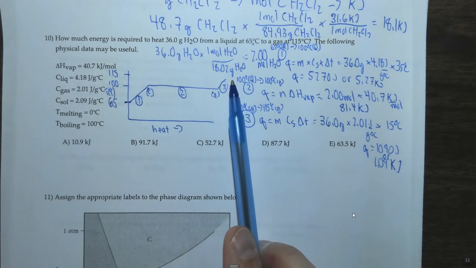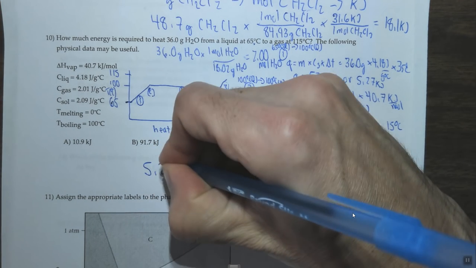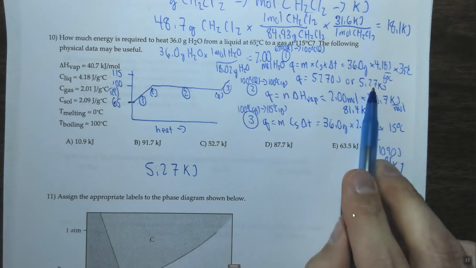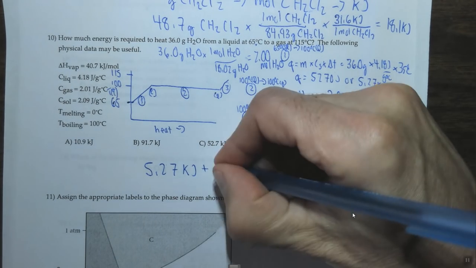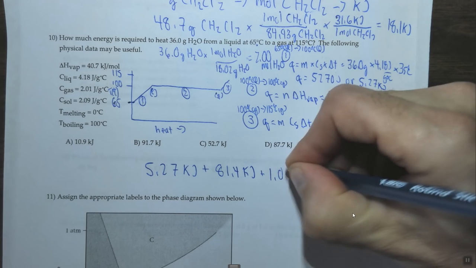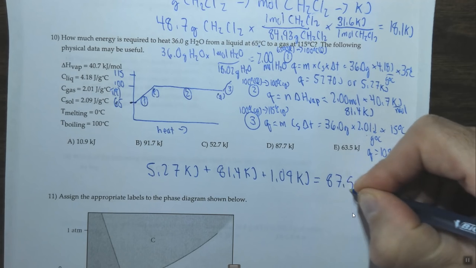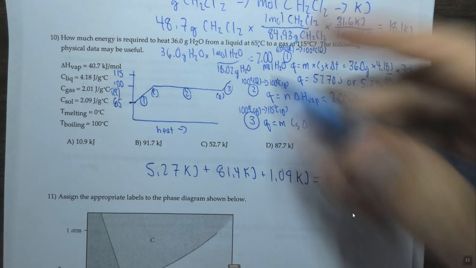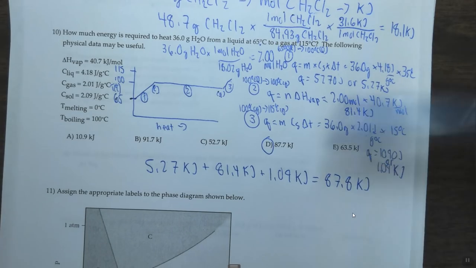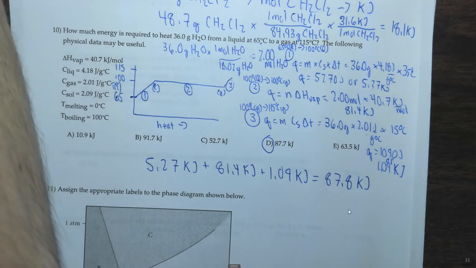What do I want to do to find the overall amount of energy added? Well, I want to add them all together. So I take 5.27 kilojoules, segment 1, plus 81.4 kilojoules, segment 2, plus 1.09 kilojoules, segment 3. And when I add those all together, I get 87.8 kilojoules. The answer here is 87.7, and the reason for the difference is a difference in rounding in one of these sections, but no other answer is really close to that. So this is how we can find the amount of energy for this phase change diagram.